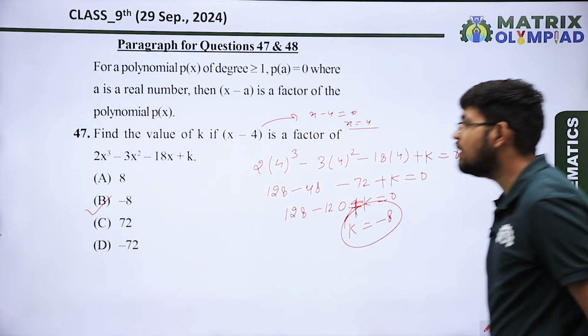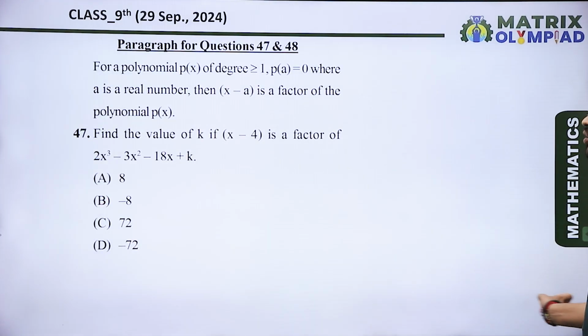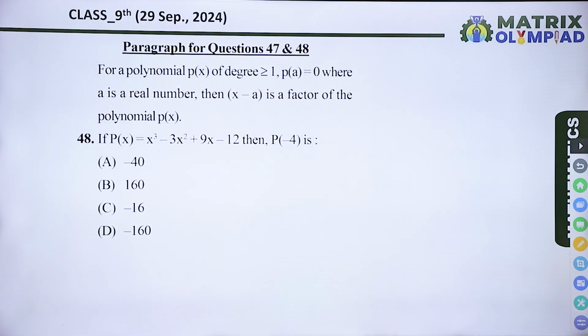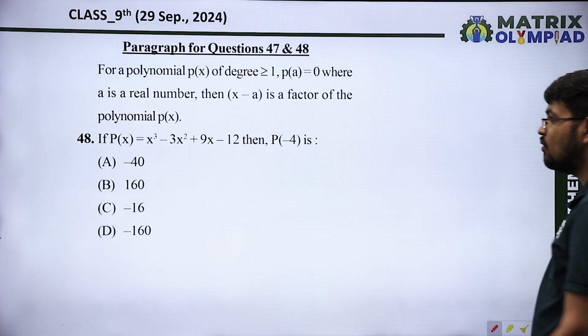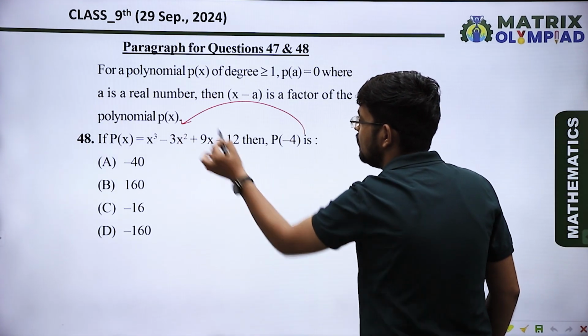So option B will be the correct answer of the question. Next, if p(x) equals x cube minus 3x square plus 9x minus 12, then find p of minus 4. Okay, no issue, put x equal to minus 4 here.